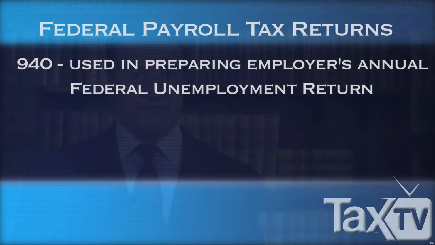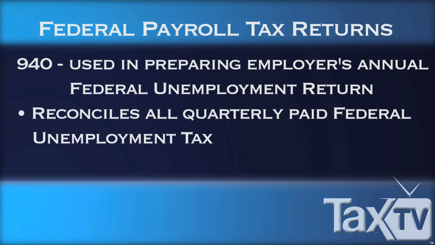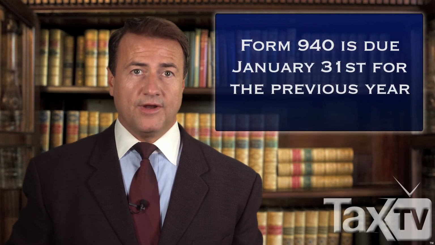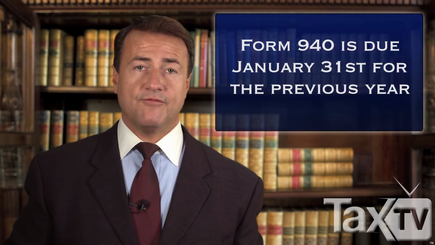IRS Form 940 is the form to use in preparing an employer's annual federal unemployment return. The 940 is similar to the state Form 941 in that it reconciles all of your federal unemployment payments which were paid quarterly. Therefore, Form 940 is only due at the end of the year, reconciling the 4 payments that you made throughout the year. Form 940 is due on the last day of January for the previous year.